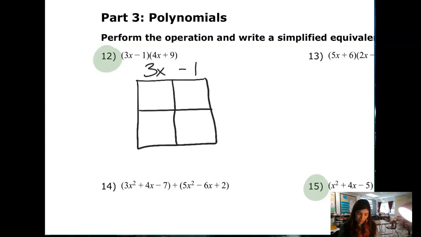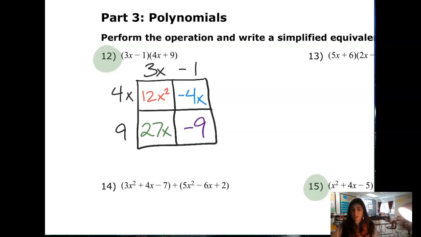3x and -1 go on the top. 4x and 9 go along the side. I start crossing these with multiplication, remembering all of my multiplication and exponent rules. 4x times 3x is 12x squared. 4x times -1 is -4x. 9 times 3x is 27x. 9 times -1 is -9. I've just done multiplication into each box.